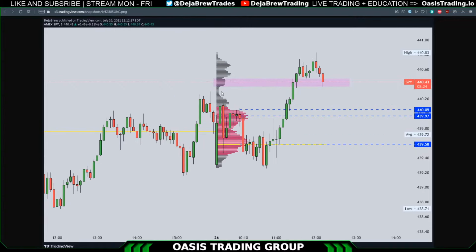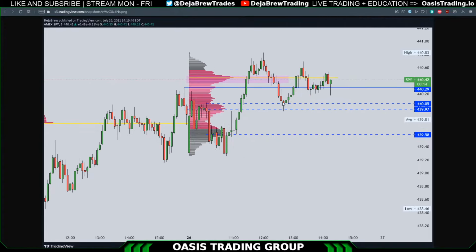Okay, so here's a volume gap. Notice how there's no price action here. And now look at what it did. There's tons of price action there. So it filled in that gap. And then that is pretty much it.